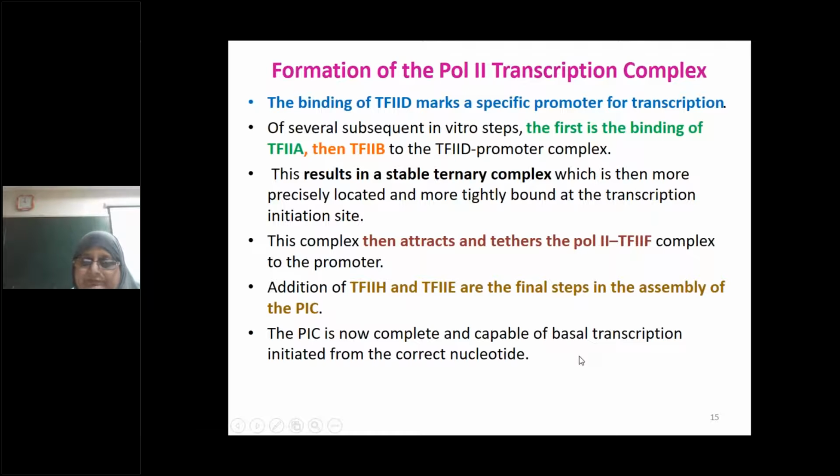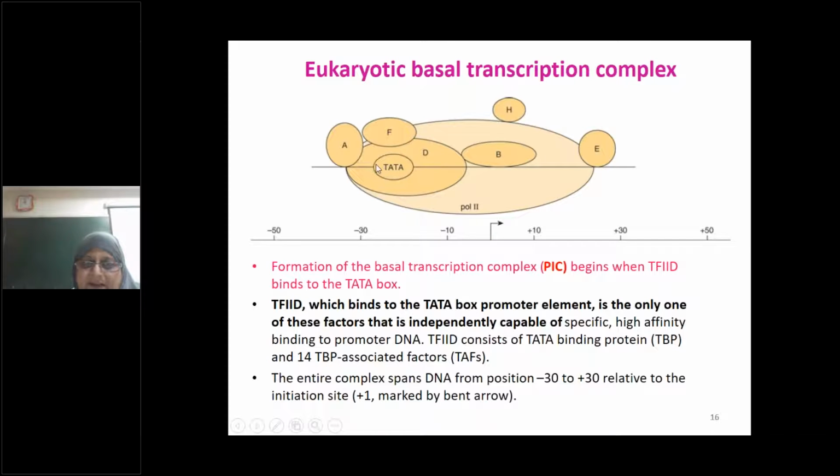correct nucleotide. So here you can see this is the TATA consensus sequence to which the transcription factor 2D is binding, followed by binding of A and B. This ternary complex in turn leads to binding of polymerase, attracting the polymerase 2 and F, followed by H and E. So all these together are forming the pre-initiation complex. Now this entire complex spans the DNA from position -30 to +30, meaning upstream and downstream of the initiation site, relative to the initiation site +1. That is this. So this is the initiation site. So this is spanning from -30 to +30.